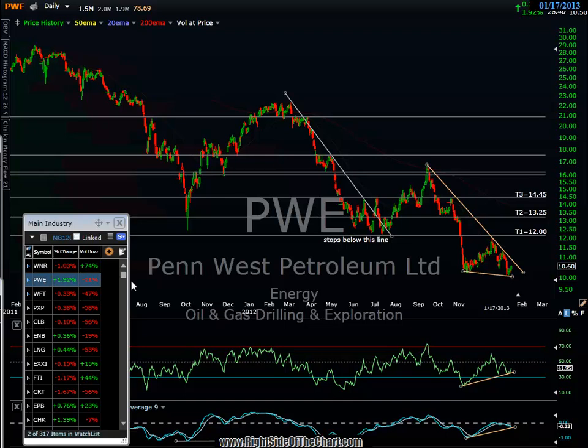PWE, this one was a recent long posted on the site. I own PWE personally, took a little bit of that. I like this for a longer term trade. It has a nice dividend yield of 10.5%, and this was a bullish falling wedge pattern. Strong positive divergences in place.